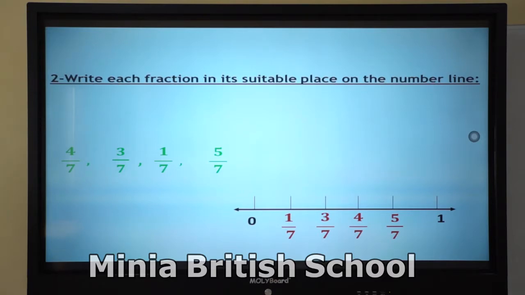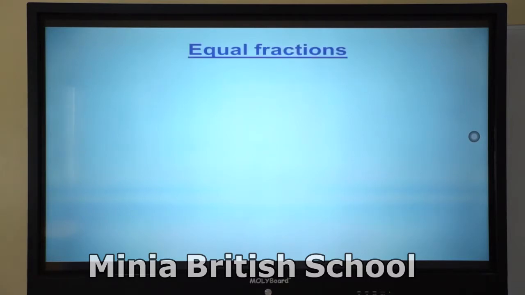Because we studied before in the previous lesson, we have two cases to order the fractions. In the same denominator, the smallest numerator means the smallest fraction. But in the same numerator, the smallest denominator means the greatest fraction. What about the second lesson? It's talking about equal fractions.